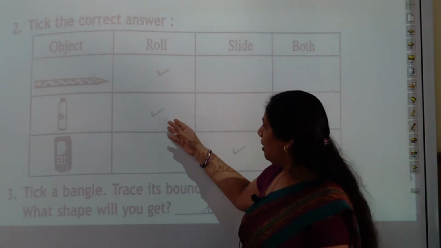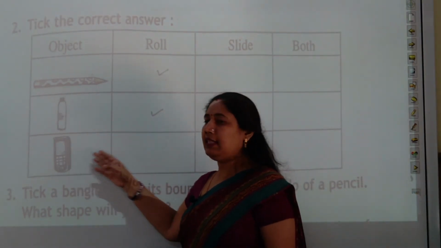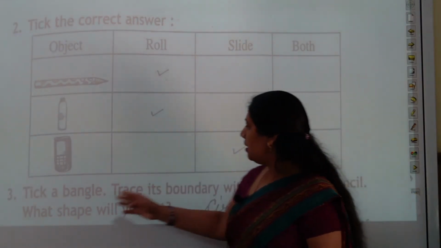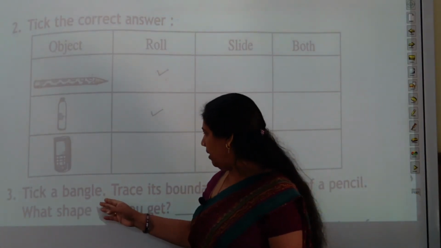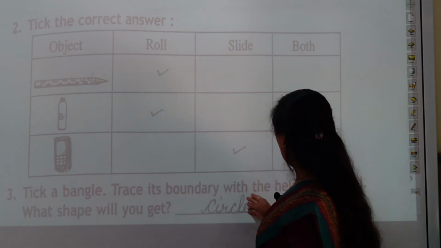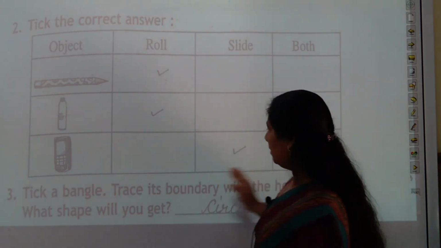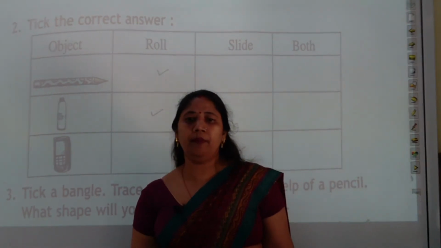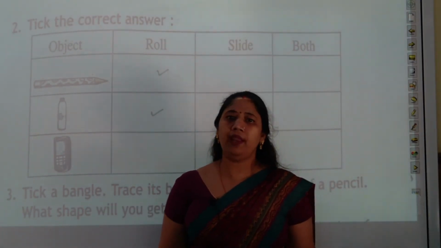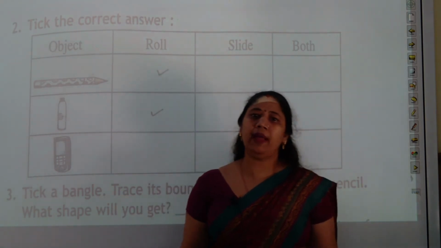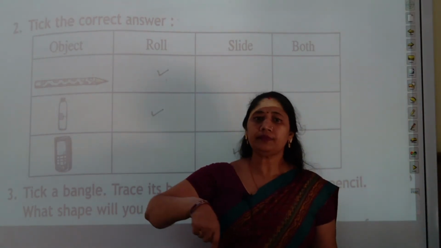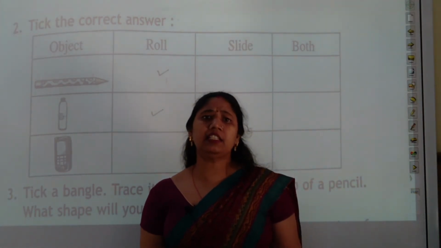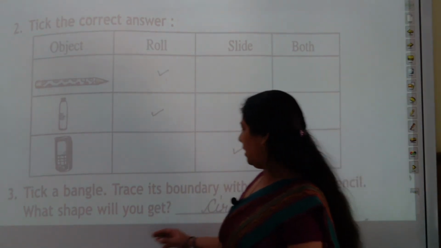A bottle can roll. A mobile phone can slide, beta. Take a bangle and trace its boundary with the help of a pencil. Which shape will you get? On a plain paper, you have to take a bangle and trace its boundary. So we get a circle.